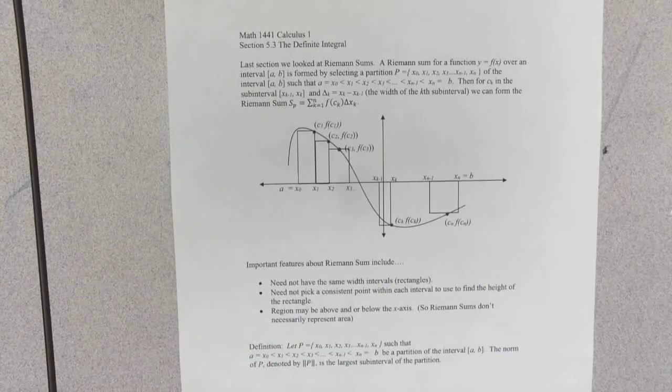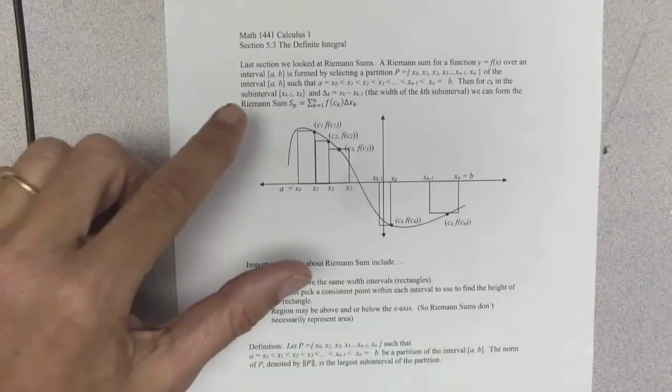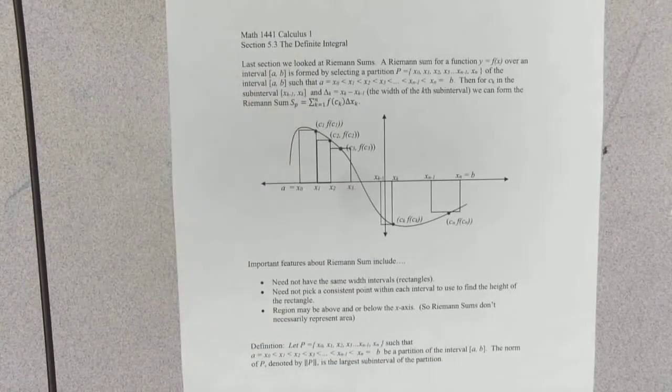Okay, section 5.3, kind of our last foundational section to where we get what you might call the shortcut to doing what we're going to define here, the definite integral. So the last thing we said in the last section was Riemann sums.